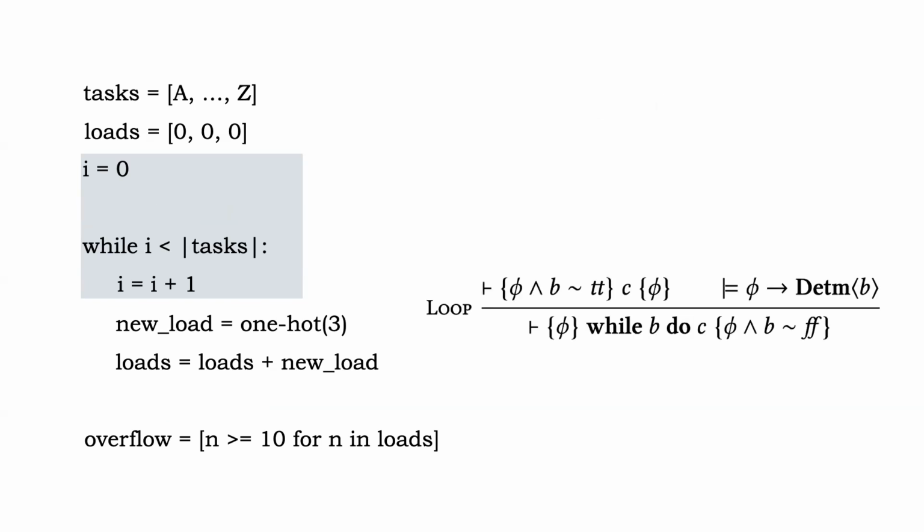We can do this with a relatively standard while rule. In particular, here is one of the things that I want to mention. Our logic is limited in some sense. In particular, we cannot reason about probabilistic loops. We can reason about deterministic loops. So in particular, this while rule requires determinism of the test. Okay, so it's a deterministic test.